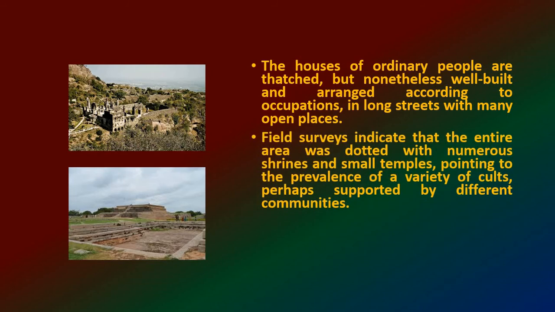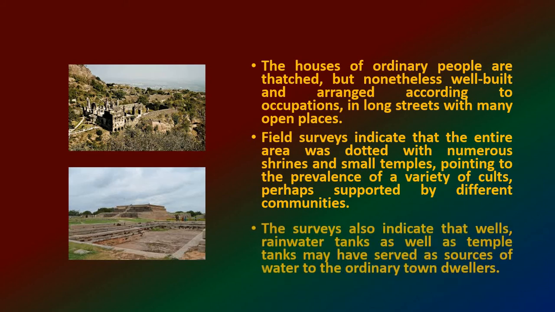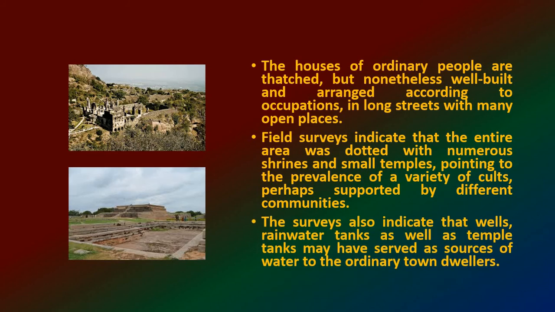Field surveys indicate that the entire area was dotted with numerous shrines and small temples, pointing to the prevalence of a variety of cults, perhaps supported by different communities. The surveys also indicate that wells, rainwater tanks, as well as temple tanks may have served as sources of water to the ordinary town dwellers.